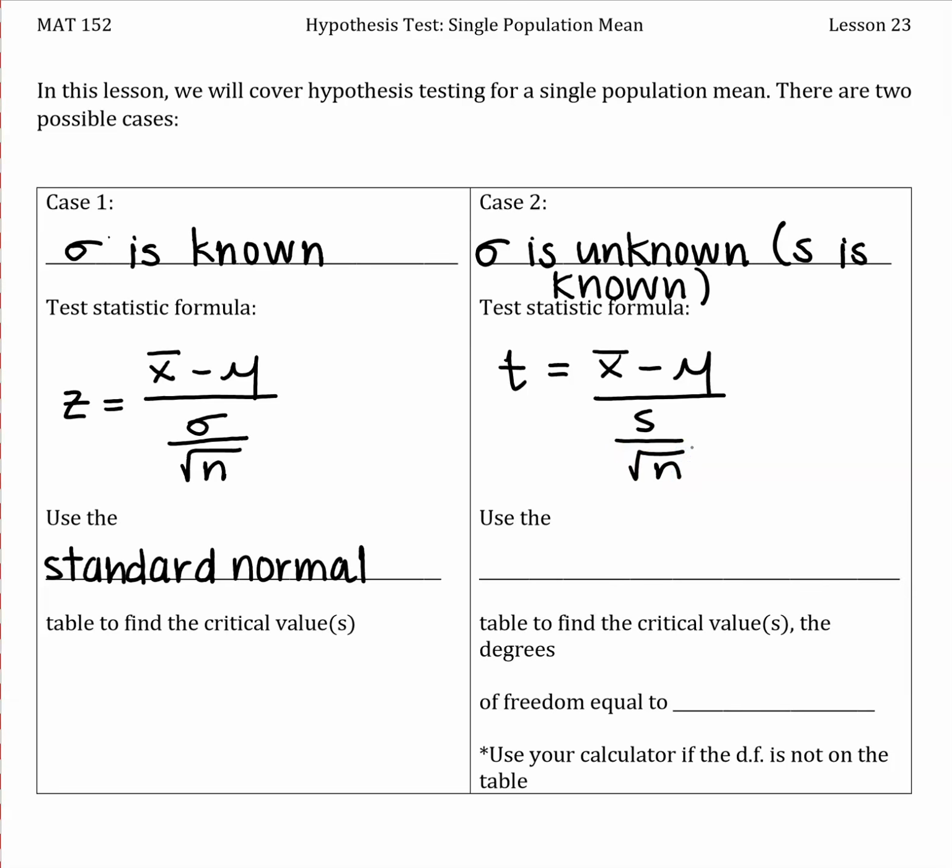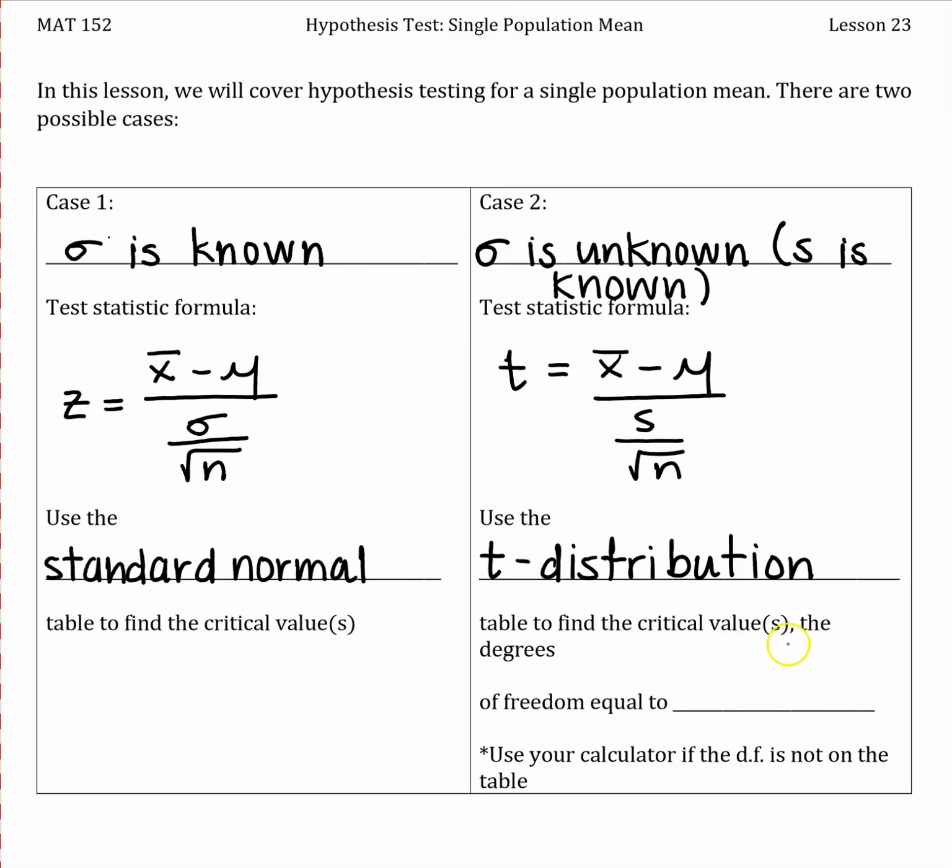So these two formulas are almost identical. The only difference is that the first case has sigma in it and the second case has S in it. The difference between these two cases all depends on whether or not you know the population standard deviation, sigma. In case 2, if we do not know sigma, we will use the t distribution table. That's why the test statistic formula in case 2 has t is equal to as opposed to z is equal to. So when we do not know sigma and we only know the sample standard deviation, S, we will use the t distribution table.